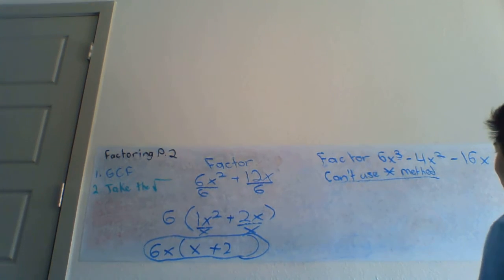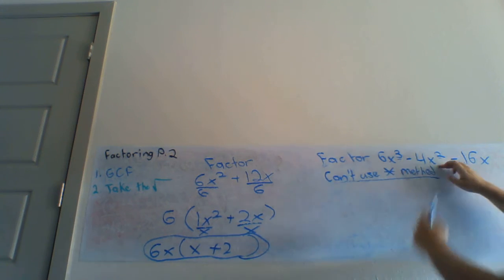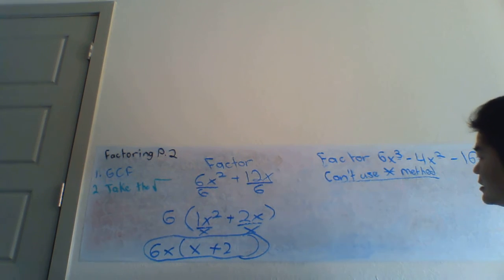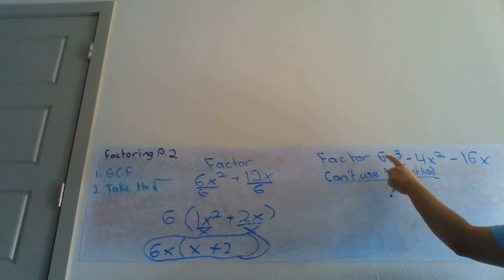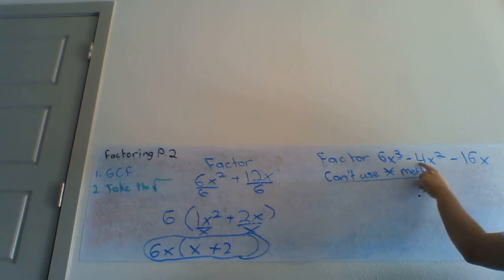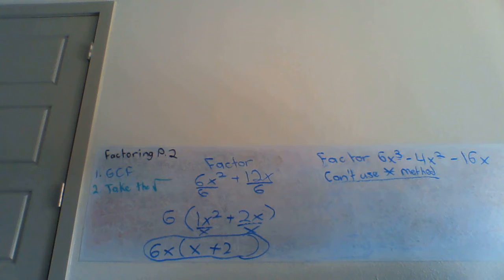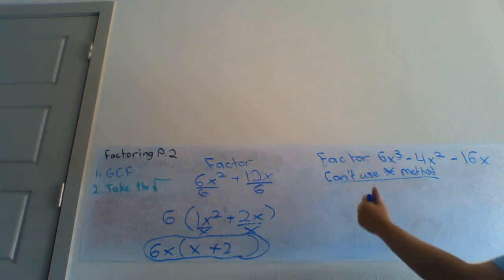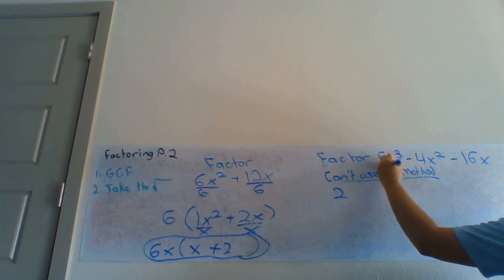So now I have to look at all 3 terms instead of just the 2 terms here. Well, let's look at the numbers first. If we look at the numbers first, well, this is an even number, 6. This is an even number, 4. This is also an even number, 16. So if they're all even, I can always divide by 2. So that's what I'll divide everything by. Divide everything by 2.